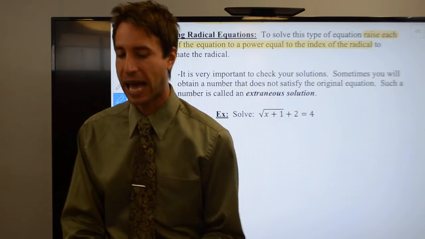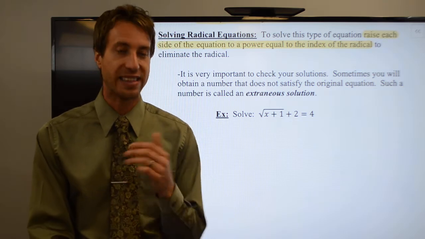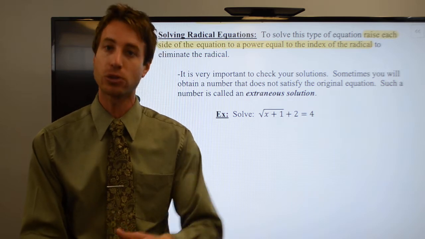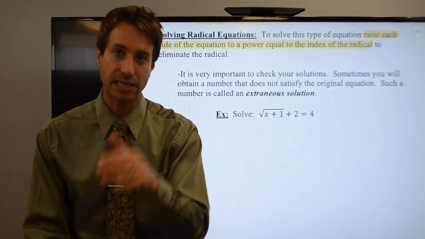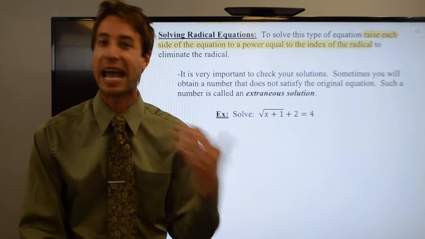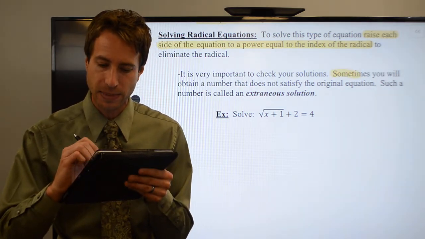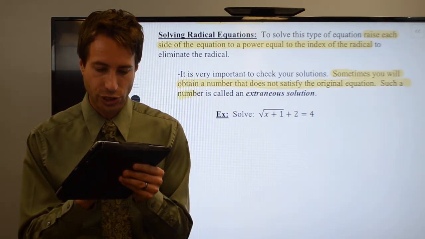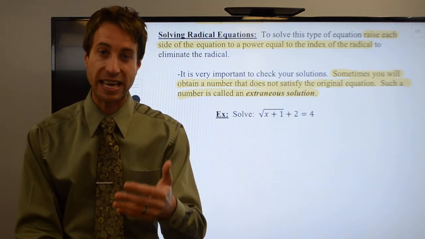So as we go through these problems, in order to solve an equation that has radicals in it, we need to get rid of the radicals. And how do we get rid of those radicals? We raise them to a power that matches the index. If the index and the power match, the radicals go away, and then we'll solve the equations like any other algebraic equation. Before we do that, one thing I want you to be aware of: sometimes you obtain a number that does not satisfy the original equation. It's called an extraneous solution.